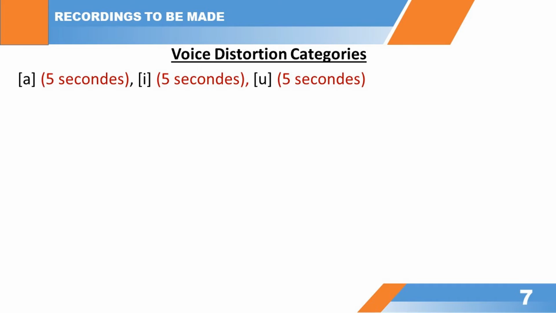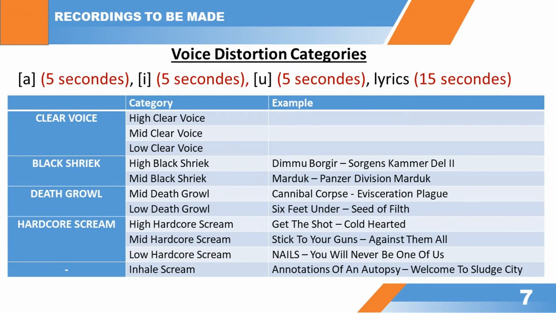Each recording will consist of 3 vowels, A, I, U, performed for 5 seconds, as well as a sung part on lyrics of your choice performed for 15 seconds. The text must be identical for each category. Here is the list of the recordings that need to be made. I have also given you an example for each category.